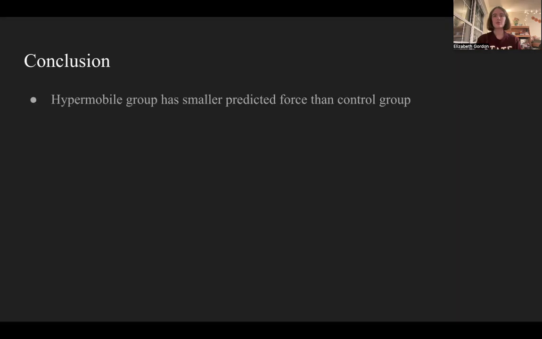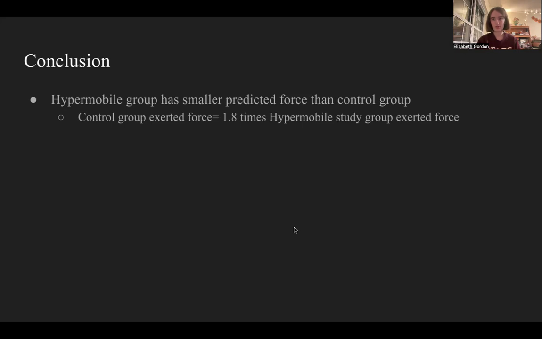After solving these two equations, we can see that the hypermobile study group has a much smaller predicted force than the control group. In fact, the estimated force of the control group is roughly 1.8 times larger than the study group. This difference demonstrates a major difference in how the knees of hypermobile versus non-hypermobile people might absorb force.